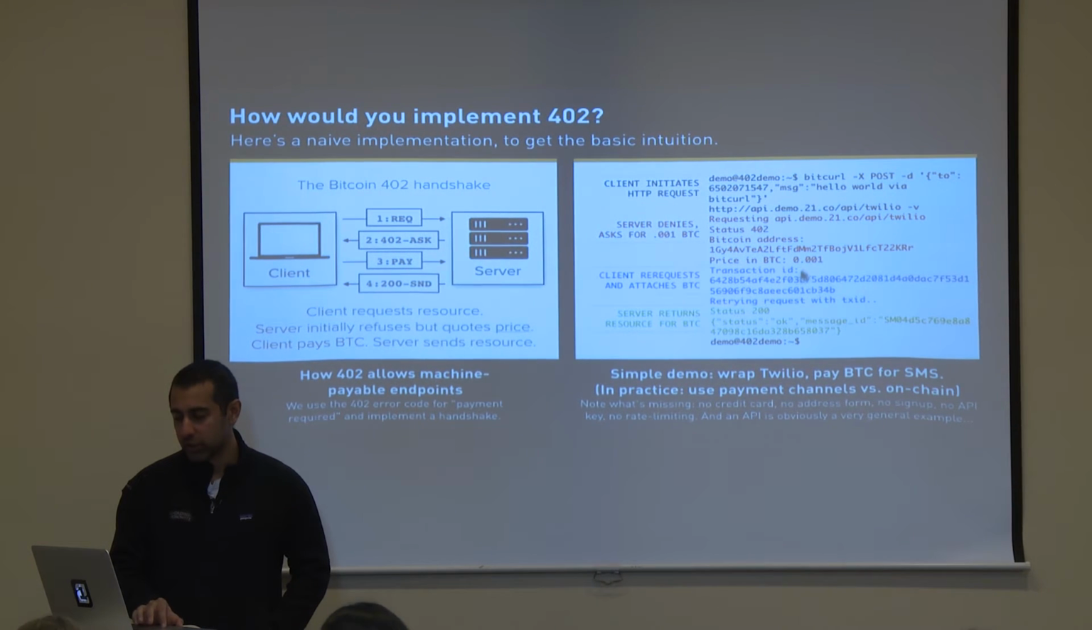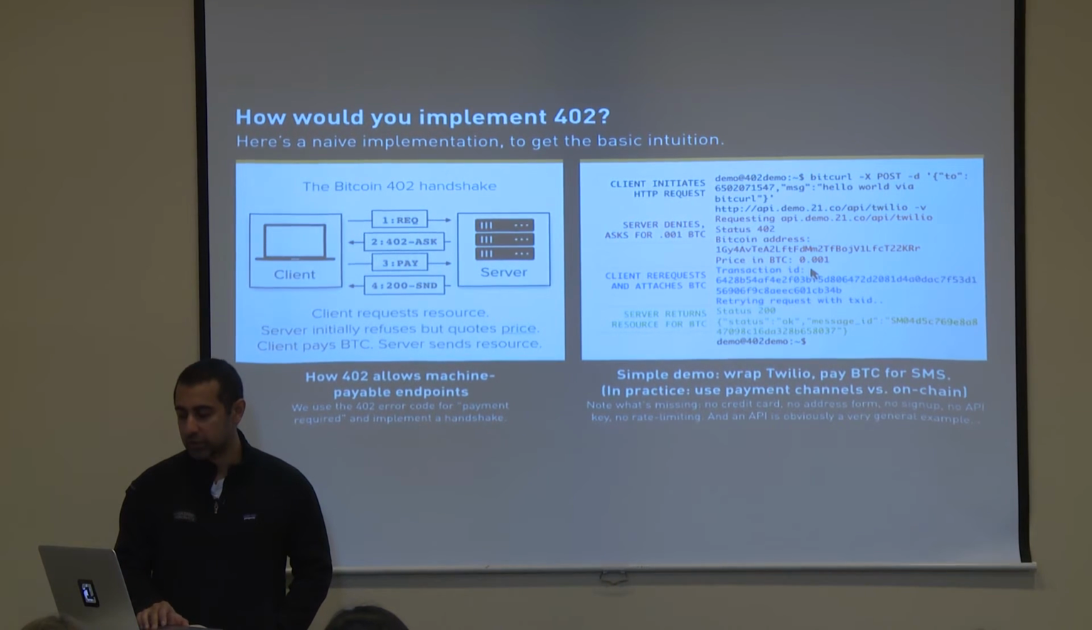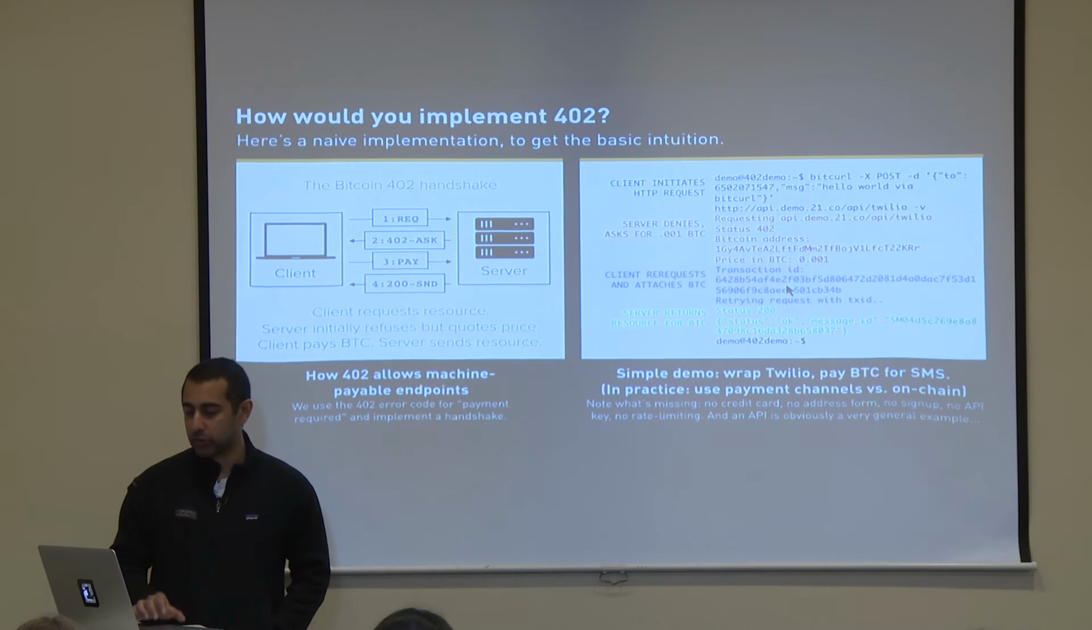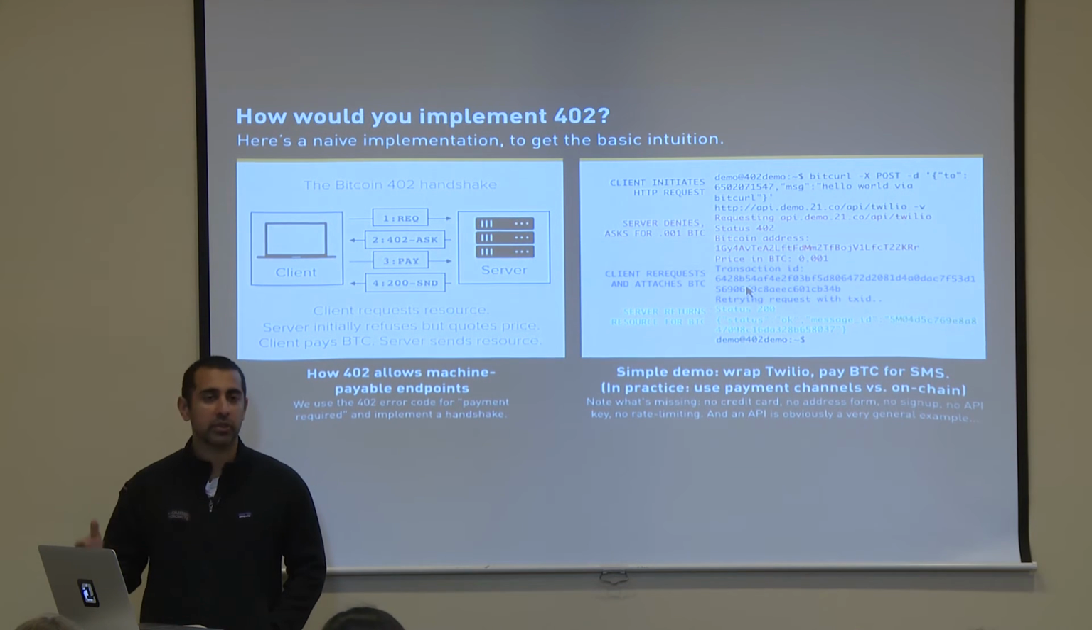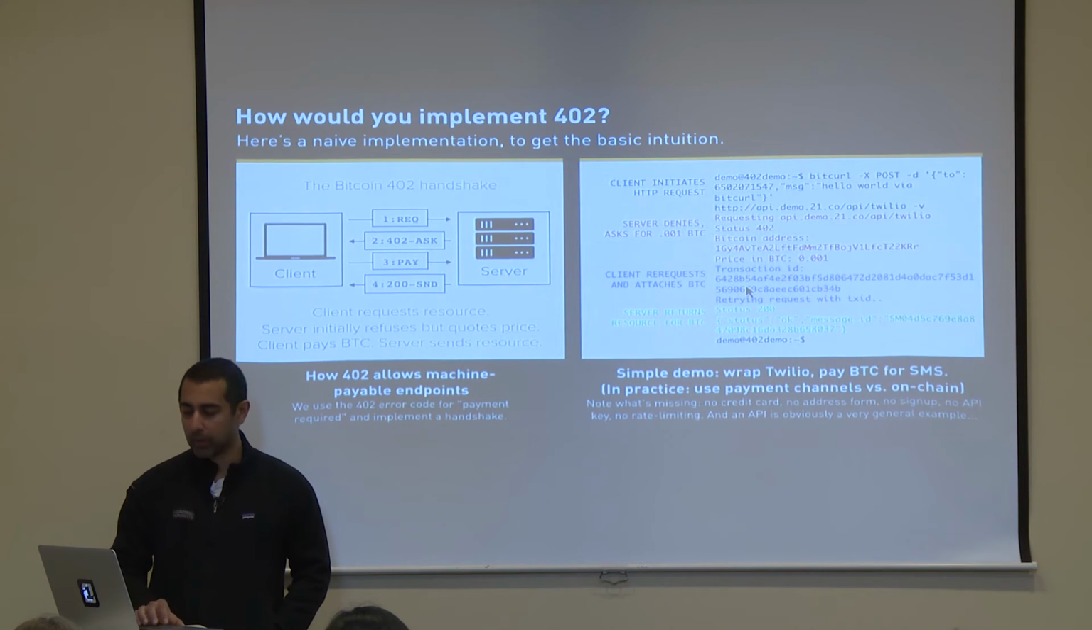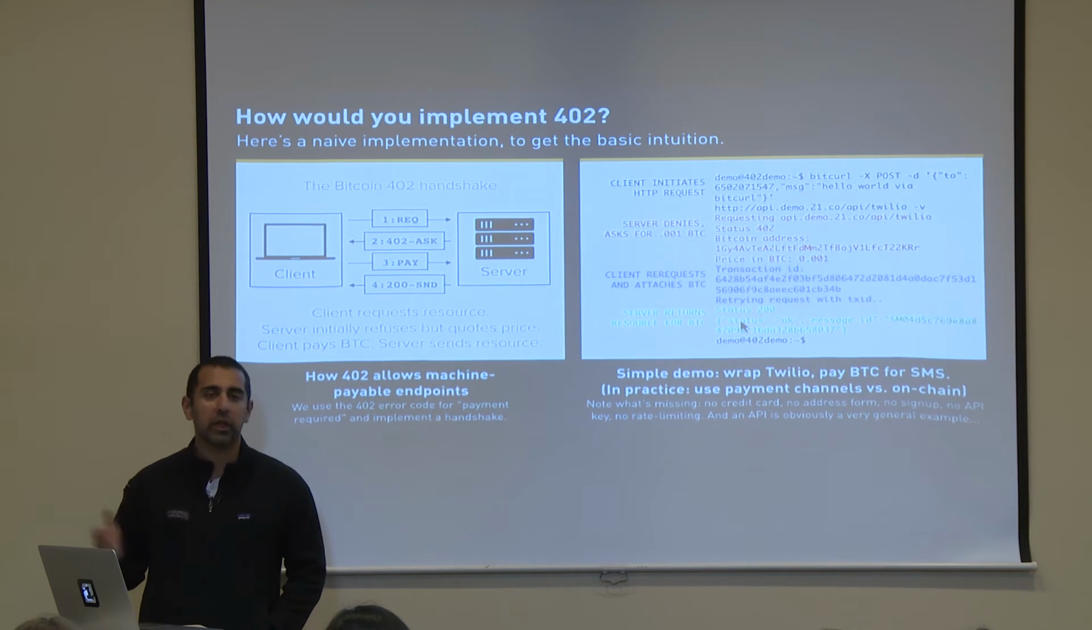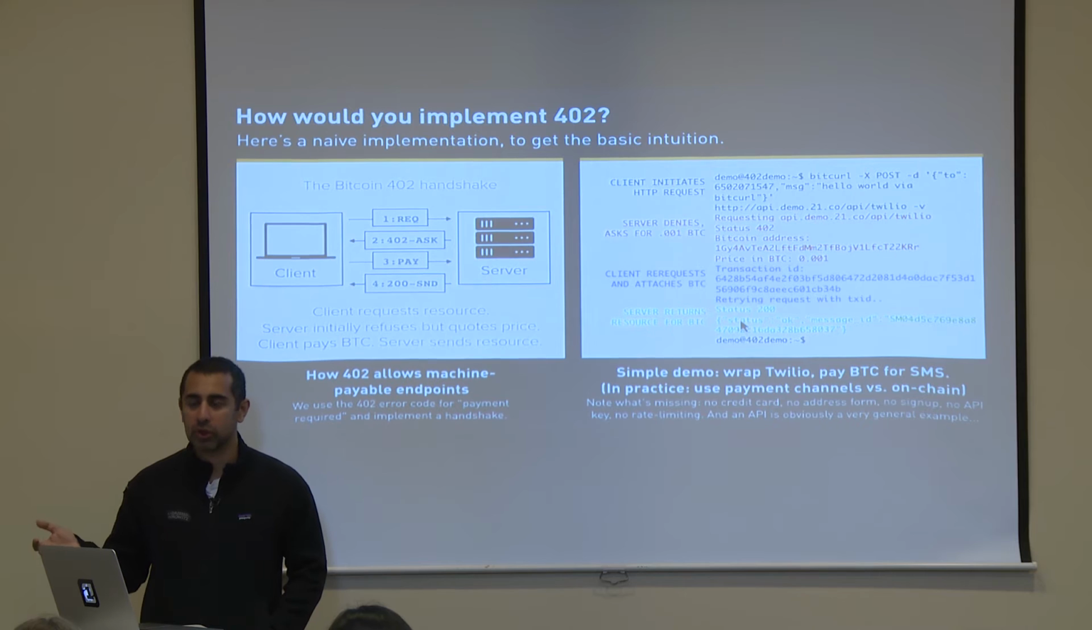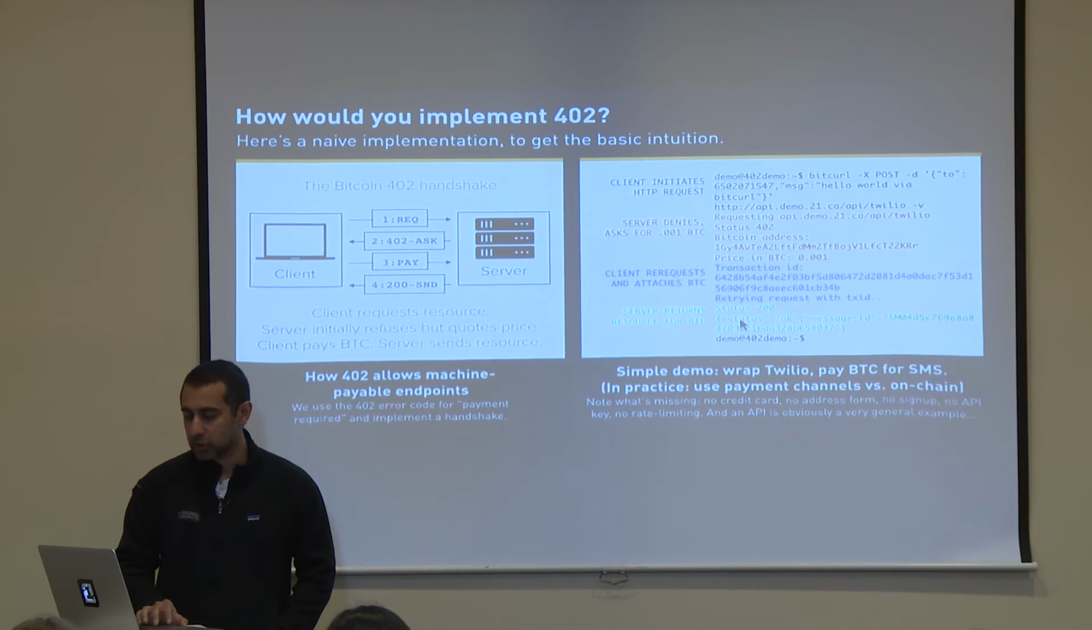Now, there are several critiques of this. One critique is that you don't want to do a transaction for every single API call. Another critique is that it takes 10 minutes typically to clear a transaction, so how does the server respond quickly enough? There are various solutions and optimizations for each of these. I'll show you one optimization.